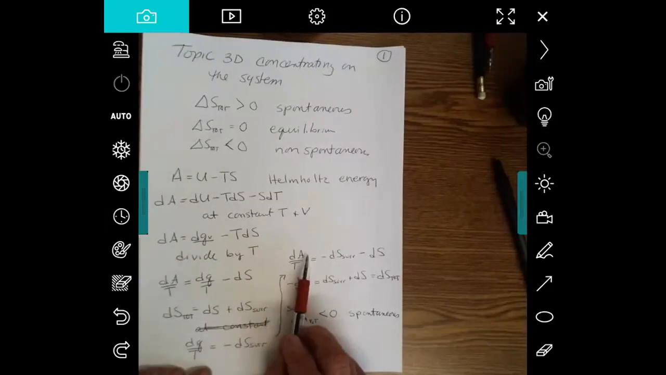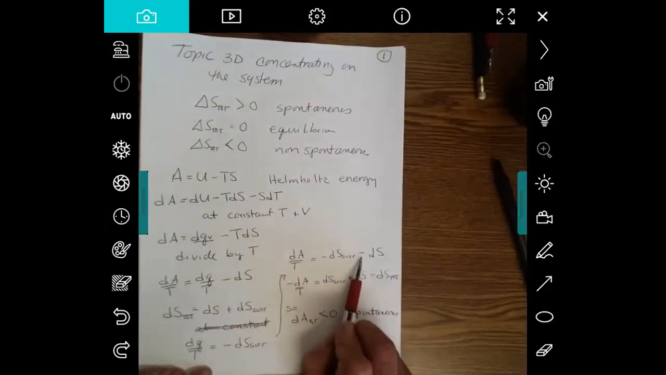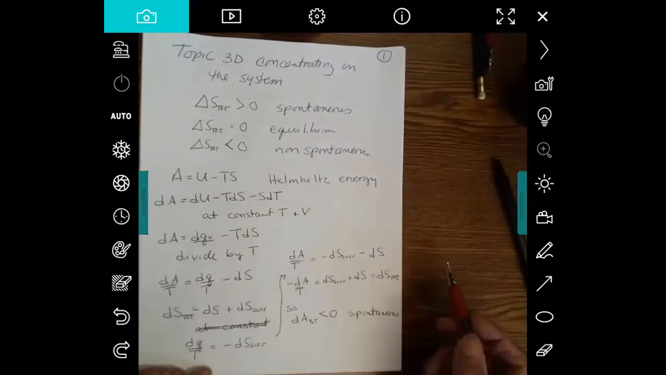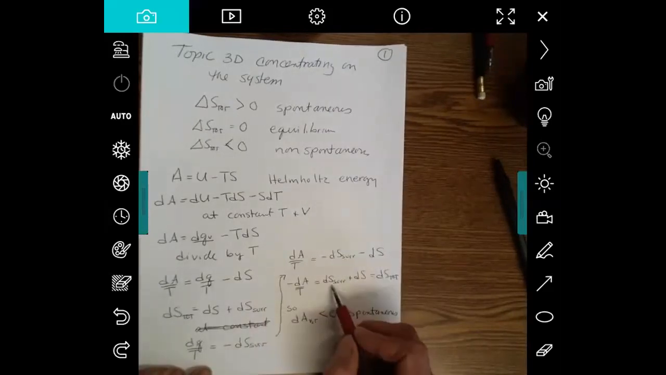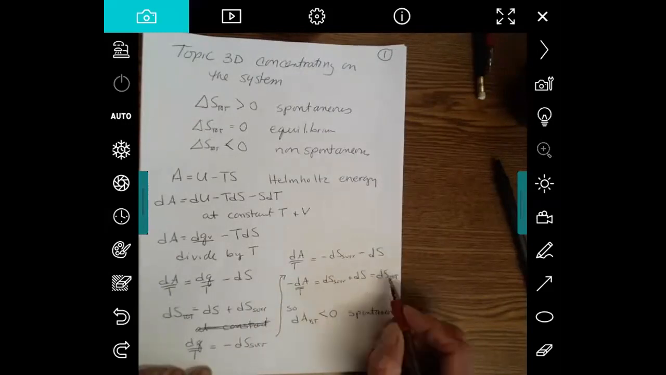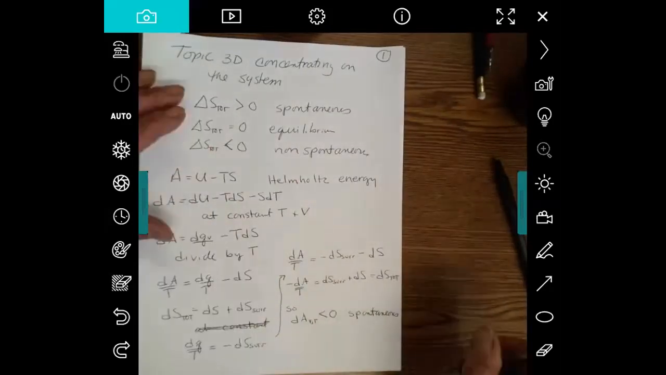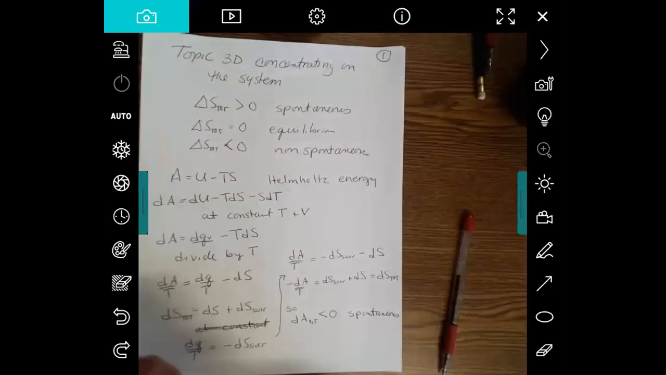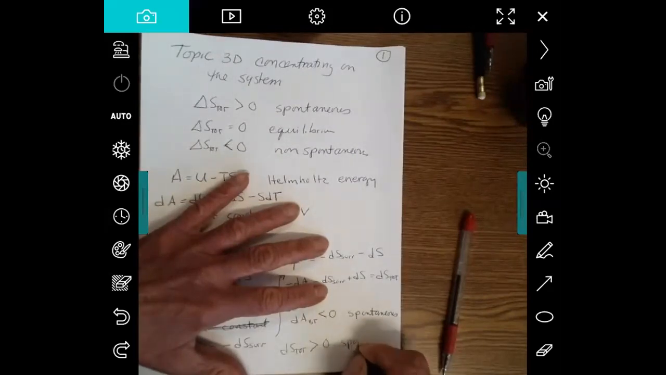So now I have dA over T equals negative change in entropy of the surroundings minus change in entropy of the system. If I multiply each side by -1, I get negative dA over T equals dS surroundings plus dS, and we know that is total change in entropy of the universe. Therefore, because of this, we know that dS total has to be greater than 0 for it to be spontaneous.